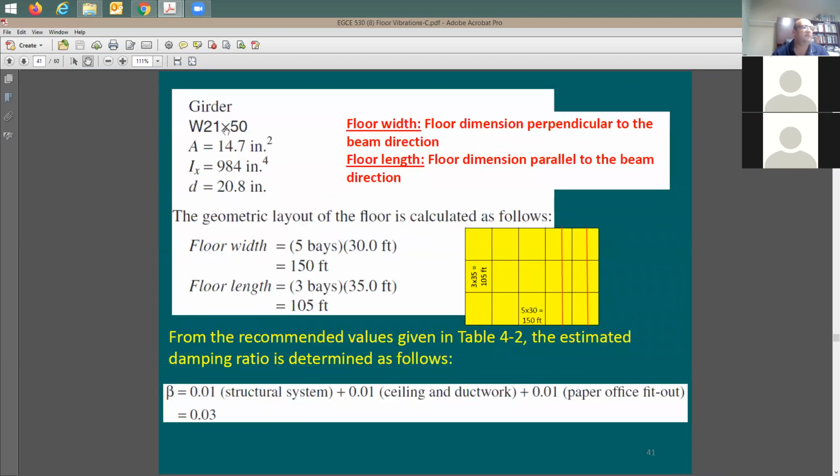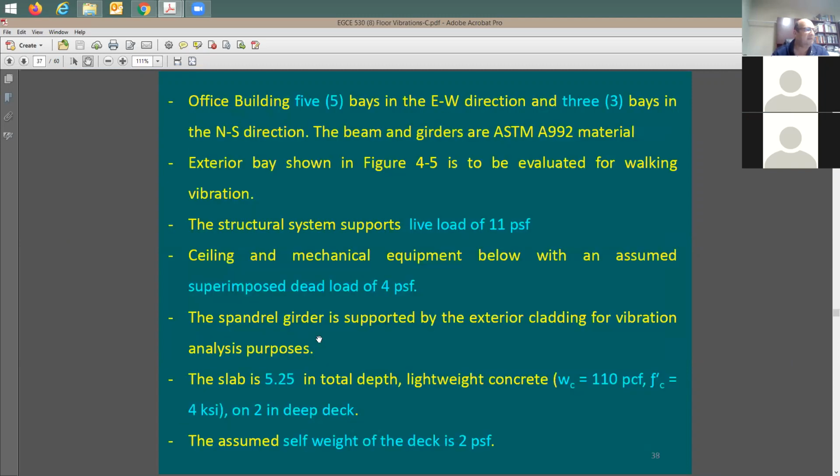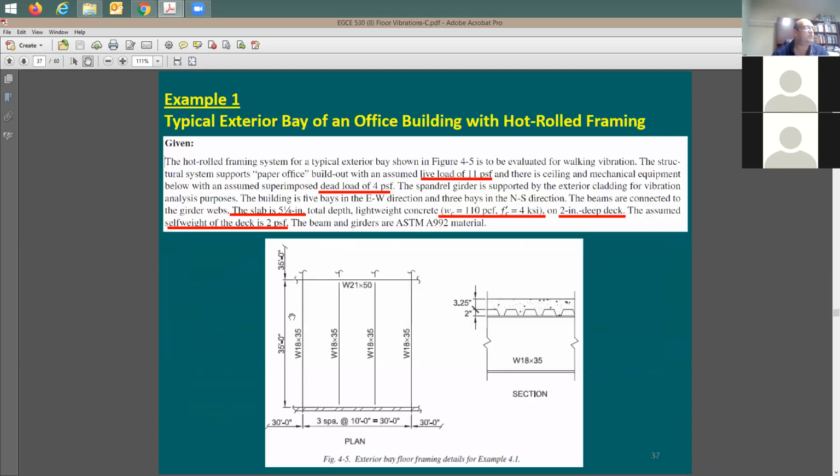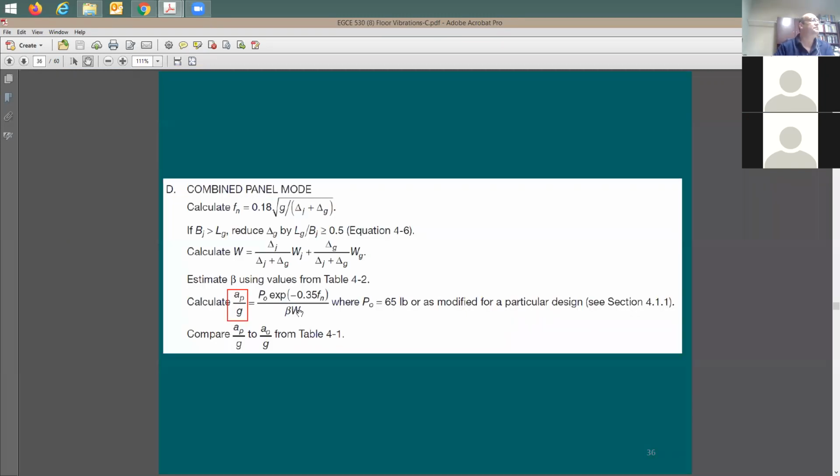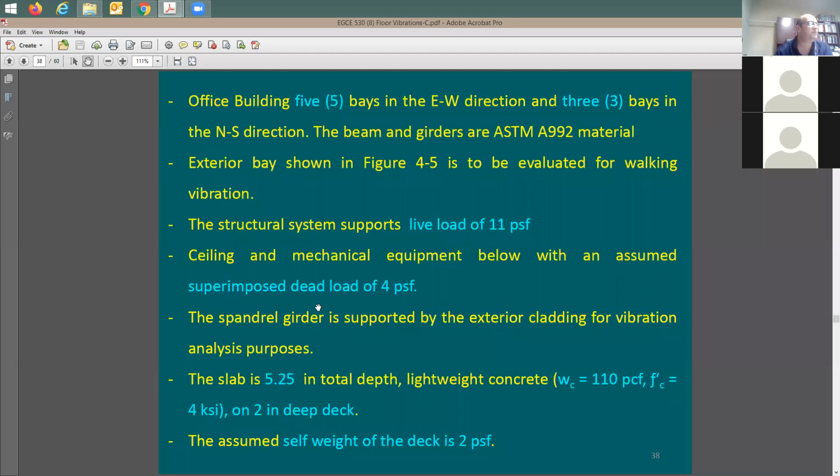Now, here's the girder information. And again, this is going to be for the beam, the building width and length. And here's the beta factor, it is going to be 3% that we're going to be using in this equation. So in this equation, we have this at 3%. I said, okay, great. So what's next?